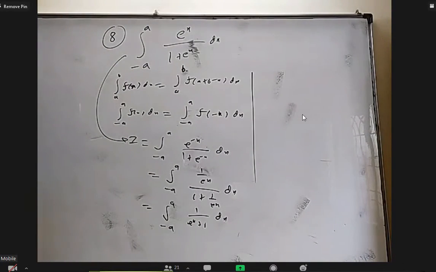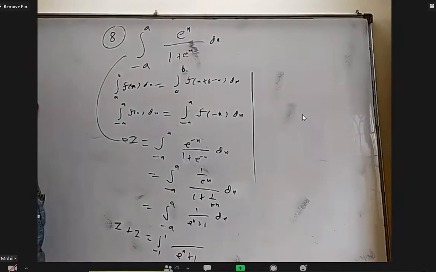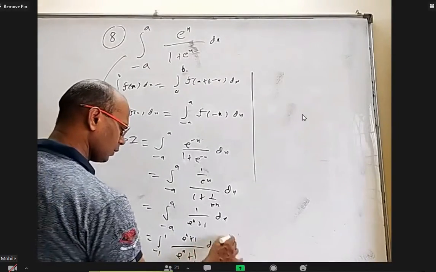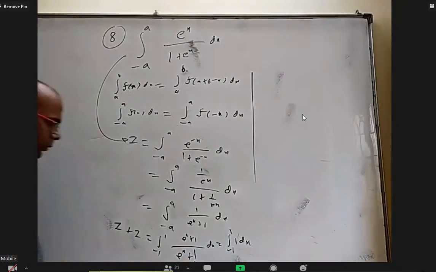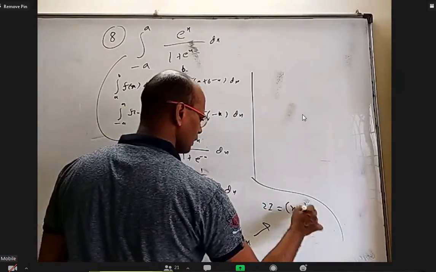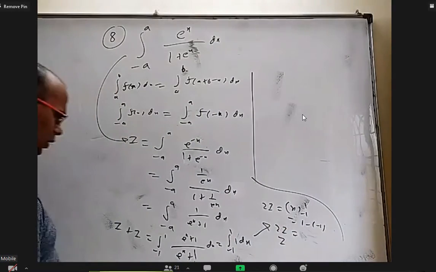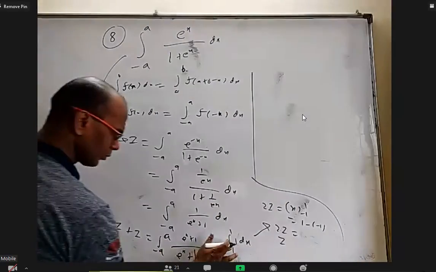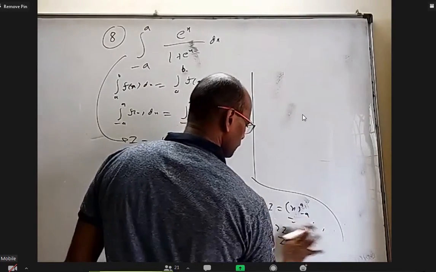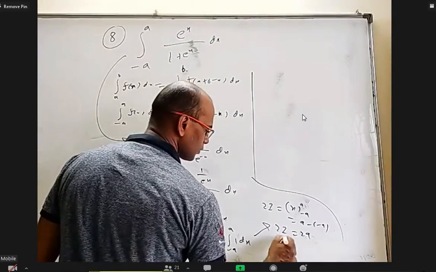If I do I plus I now, integral minus a to a, the denominator is e power x plus 1. The numerator is also e power x plus 1. That is integral minus a to a, 1 dx. So from that, we will get 2I is equal to x from minus a to a, a minus minus a. What are the limits? Minus a to a. Okay, that is a minus minus a. So 2I is equal to 2a and we will get I is equal to a.